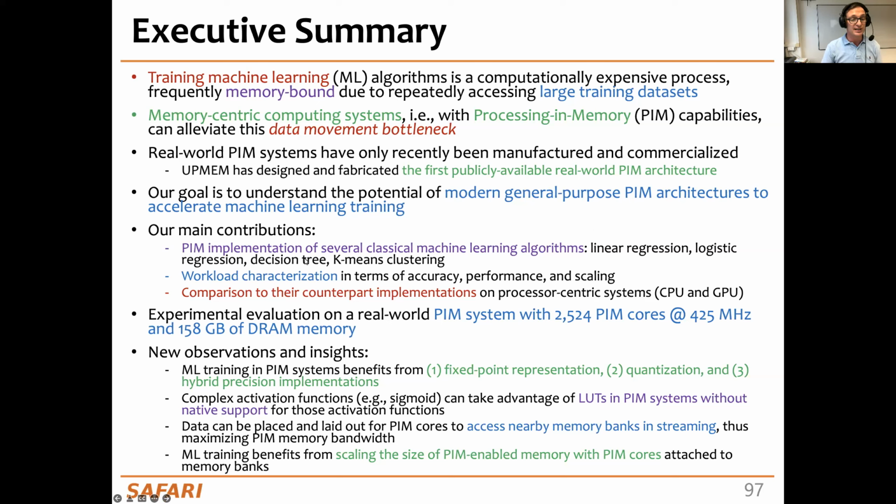We looked at linear regression, logistic regression, decision trees, k-means clustering. We characterized them on this architecture. We implemented them so that they actually provide benefits as much as possible. And we have compared them to CPUs and GPUs. And we have a bunch of new observations and insights. How can you optimize things? Fixed point representations help, quantization helps, hybrid precision implementations help. We make use of lookup tables, for example, to implement complex activation functions where the PIM system doesn't have native support for them. And data placement and layout is clearly important. And scalability is actually very nice for these systems, because the benefits scale with PIM-enabled memory as PIM cores are attached to different memory banks.